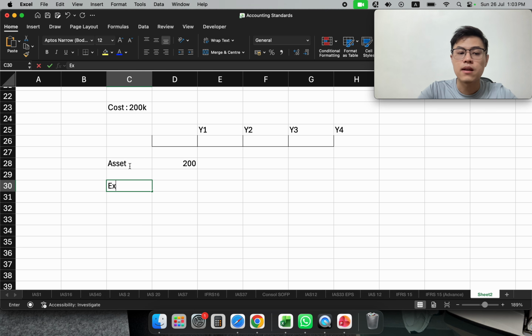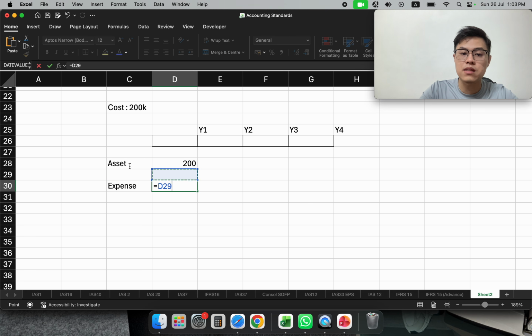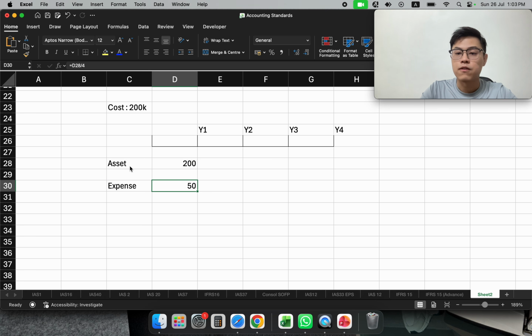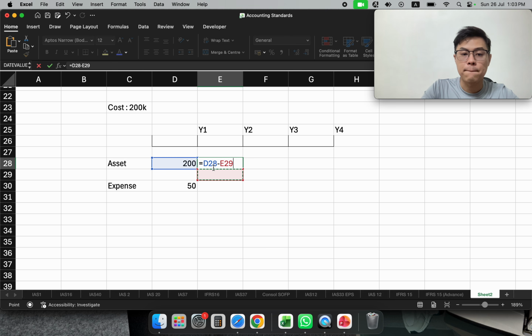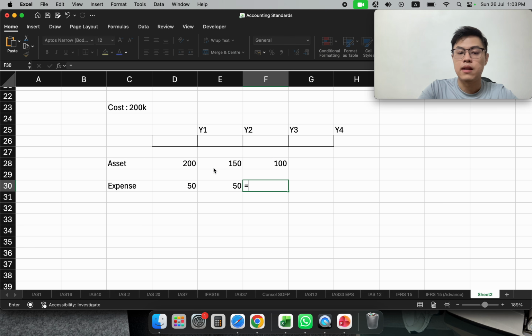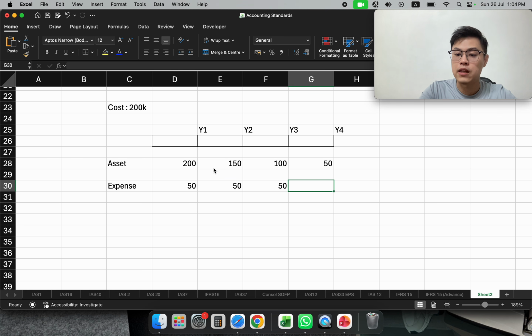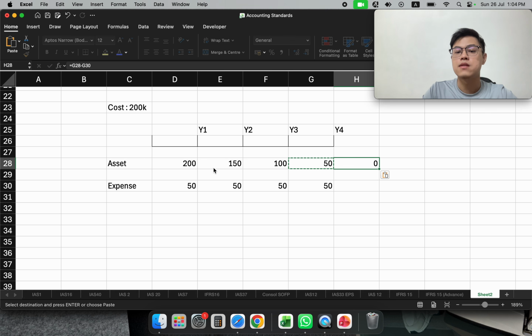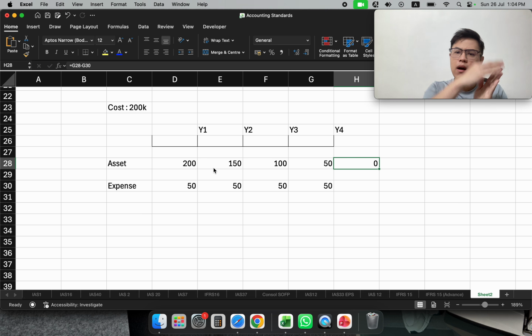At the end of year 1, I will recognize my expenses of 50. So my asset now becomes 150. Another year goes through, my asset now becomes 100. Then another year completes, my asset is left with 50. And at the end of year 4, it will be 0. So I will gradually amortize. This is what we say.